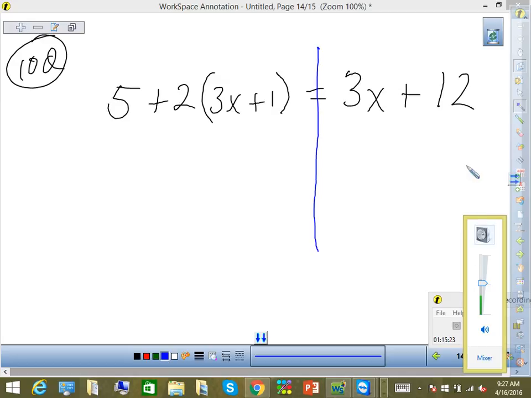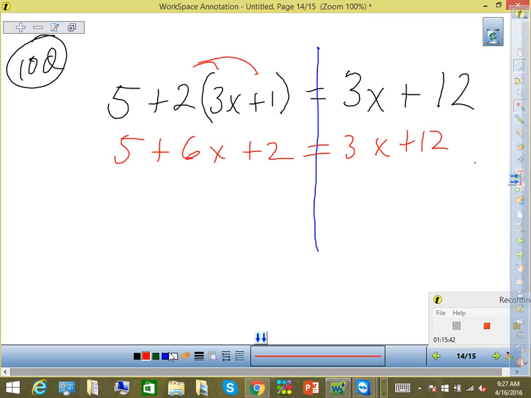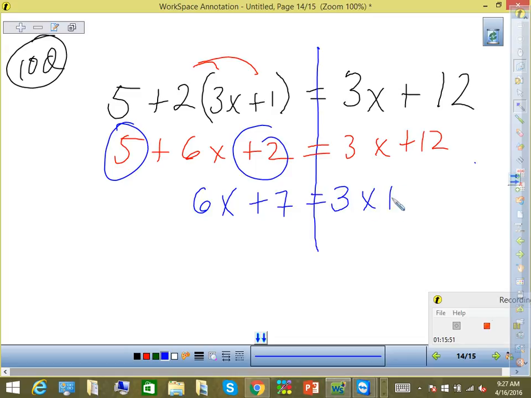All right. Let's see. First steps first. Distribute. We're left with 5 plus 6x plus 2 equals 3x plus 12. Next, combine like terms. We're left with 6x plus 7 equals 3x plus 12. Are we there so far?